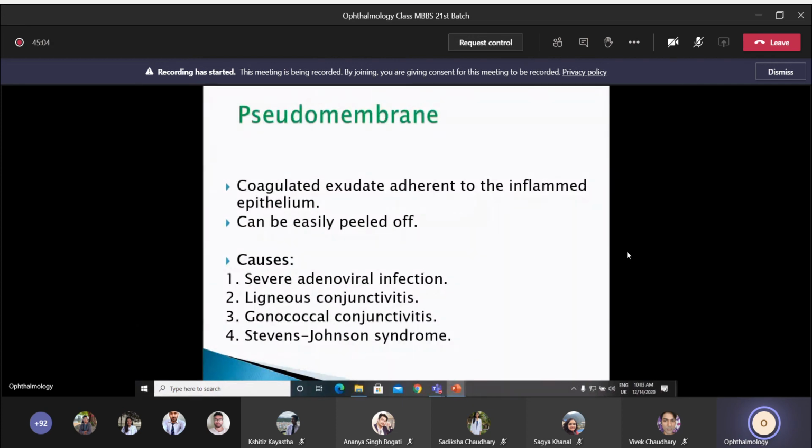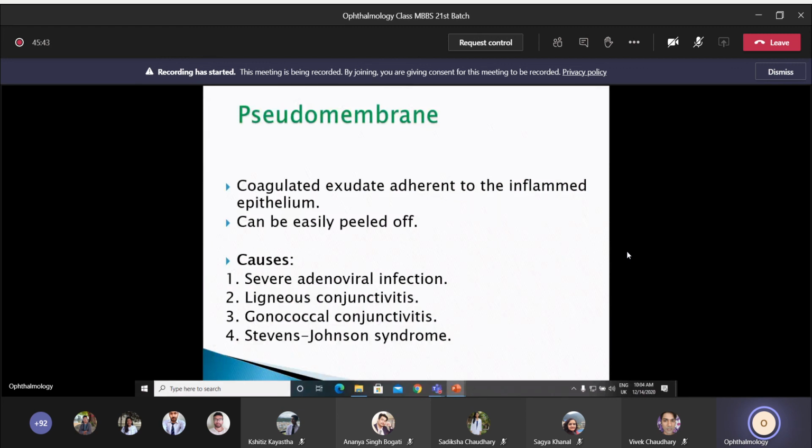Now, another very important thing is the presence of a pseudomembrane or a true membrane. A pseudomembrane is a coagulated exudate which is adherent to the inflamed epithelium. Whenever there is inflammation in the conjunctiva in various types of conjunctivitis, you have a coagulated exudate adherent to the inflamed epithelium, and this can be easily peeled off. The main thing to remember about a pseudomembrane is that it can be easily peeled off.